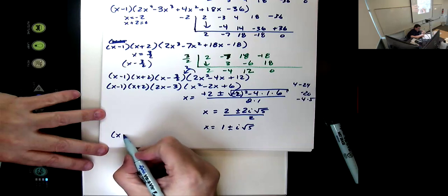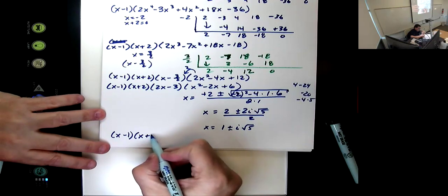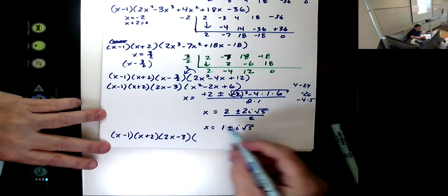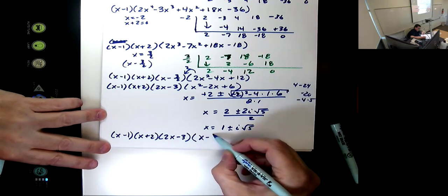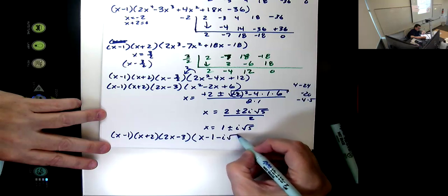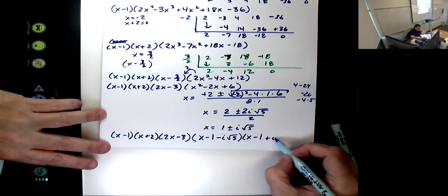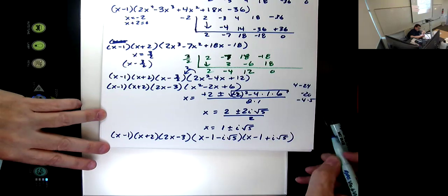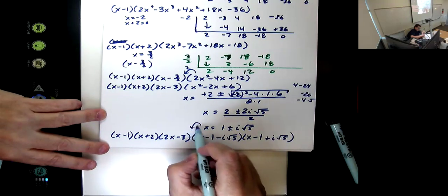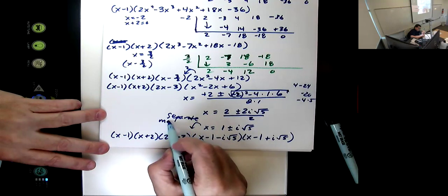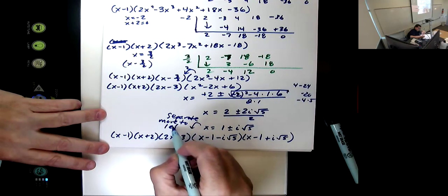So my final factored form: x minus 1 minus i root 5, x minus 1 plus i root 5. And you'll see that if you separate and move everything to the left, you'll get these last two.